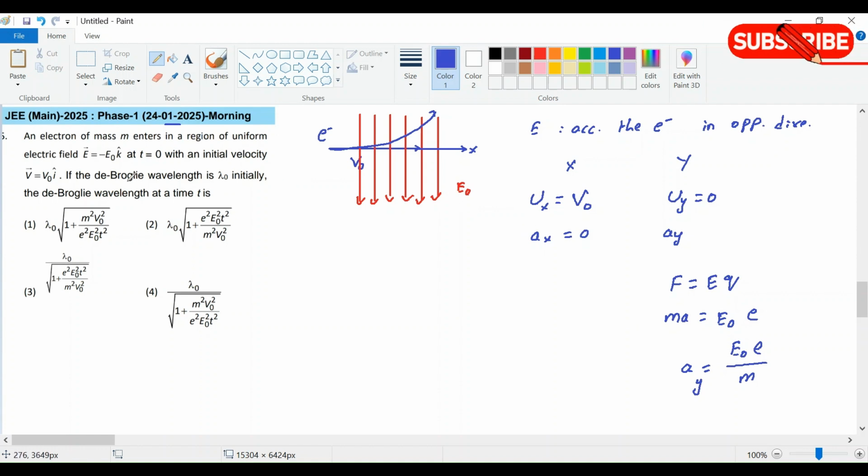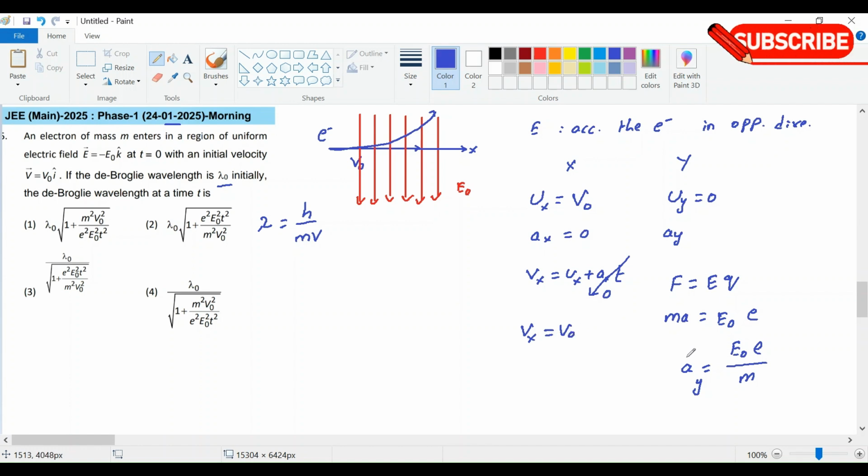Now what do they want? If the de Broglie wavelength is lambda naught initially, what is the de Broglie wavelength after time t? Basically the de Broglie wavelength formula is lambda is equal to h by p, where p is mv. So this is simply a game of velocity. I want the final velocity. You have two components; for vx, the general formula v is equal to u plus at. Here ax is 0, so that term will be 0, so vx will be v naught.